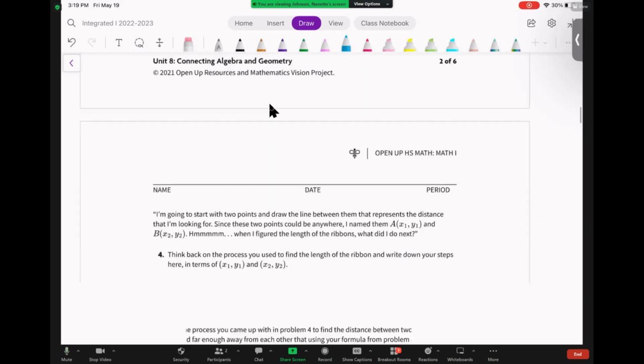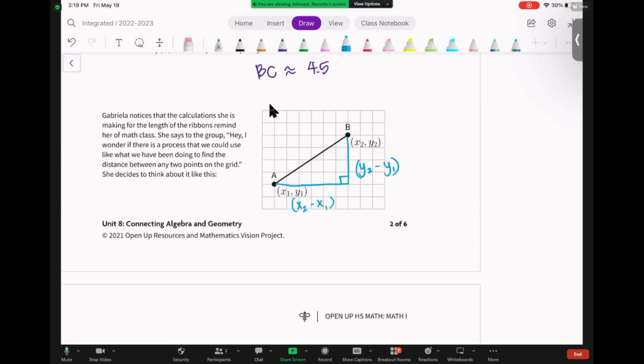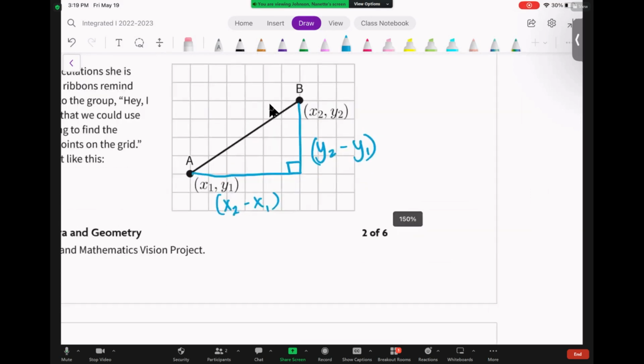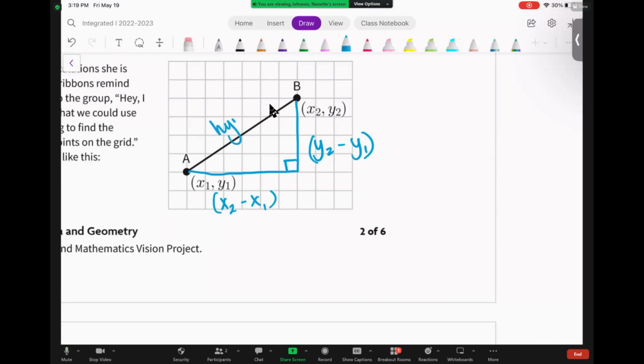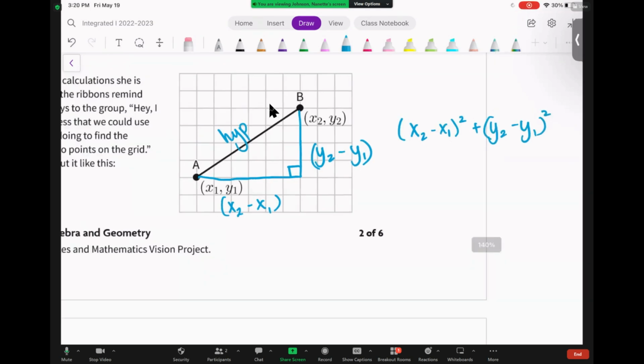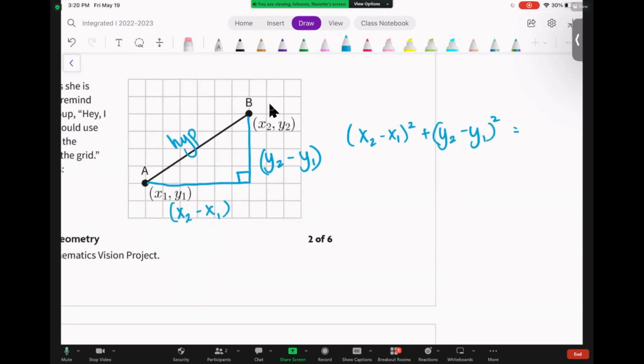Okay, so the last thing that we're going to do here is we're going to actually use the Pythagorean theorem on this. So this is my hypotenuse. So then you would say, well, what I did, Miss Johnson, is I took x2 minus x1, and then I squared it, because that's what we did. And then I added it to the other leg, and I squared it. And that's equal to the hypotenuse squared.